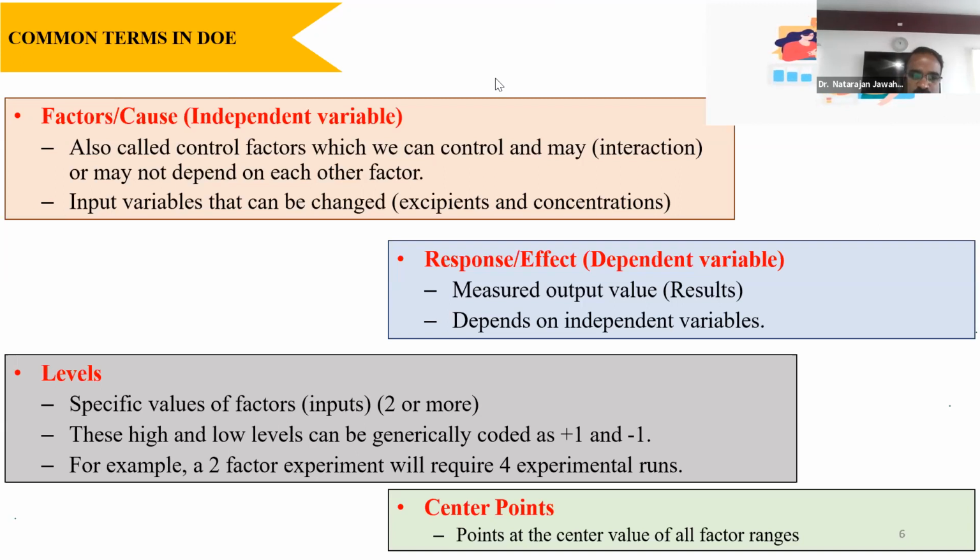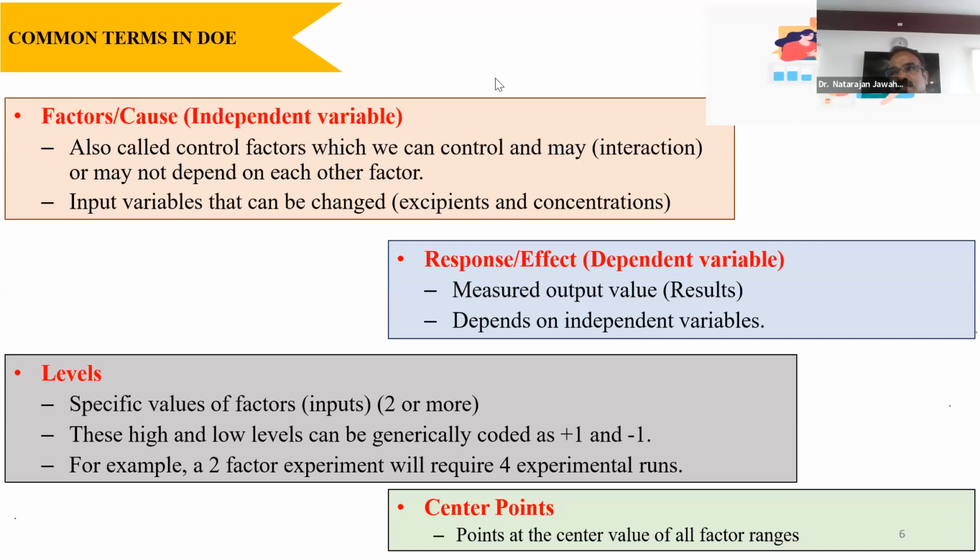So we can change the concentration. These are the input variables. Independent variables are otherwise called input variables or controlled factors. Then response: if you give input, automatically there is output. That output is nothing but the response, or otherwise called the effect. They are called dependent variables because they depend on independent variables.